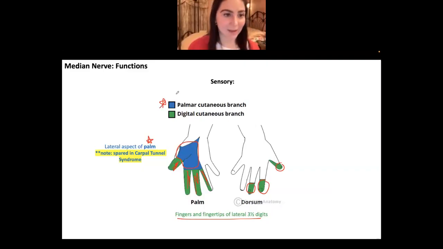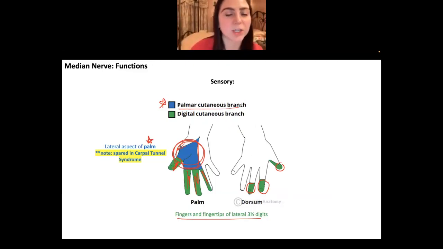Normally, if you lesion your median nerve, you will lose sensation in the lateral portion of the palm where the thumb is, right here. If you have carpal tunnel, you will not lose sensation just here. You'll lose sensation in everything colored in green. But in this area of the palm, if you have carpal tunnel, you will not lose sensation. This will be completely normal in carpal tunnel.